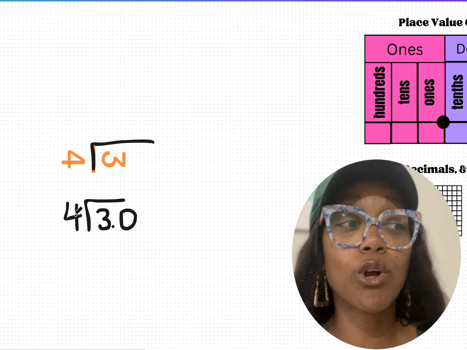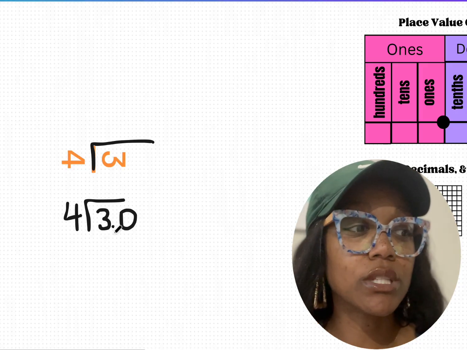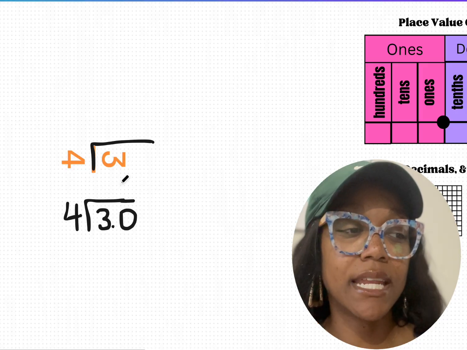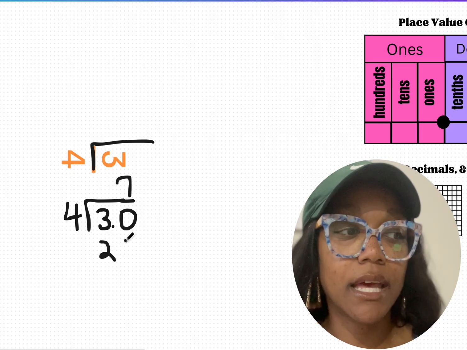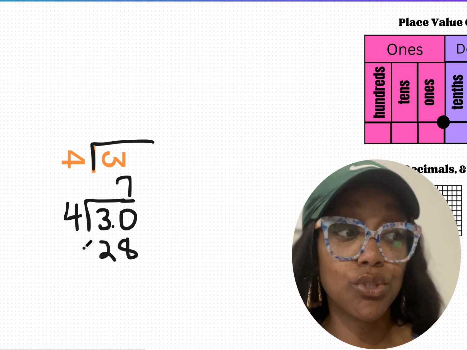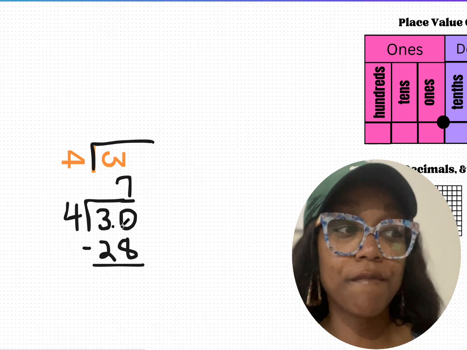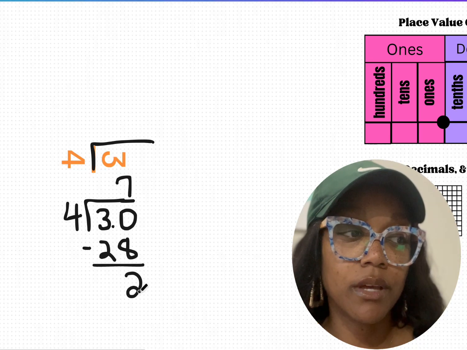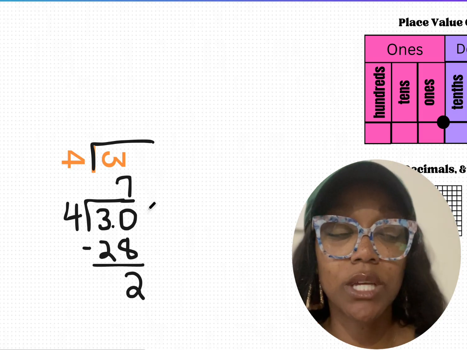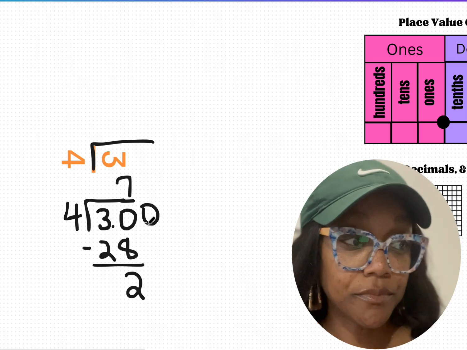So how many times can 4 go into 30? 4 can go into 30 7 times. And then I'm going to write down 4 times 7, which is 28, and subtract that. And 30 minus 28 is 2. But when we're trying to find the decimal, you don't want a remainder. So then we're going to add another 0 and carry it down by the 2, which will give us 20.